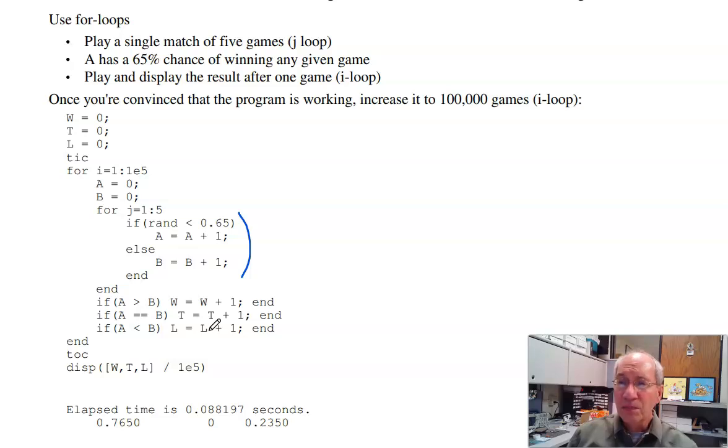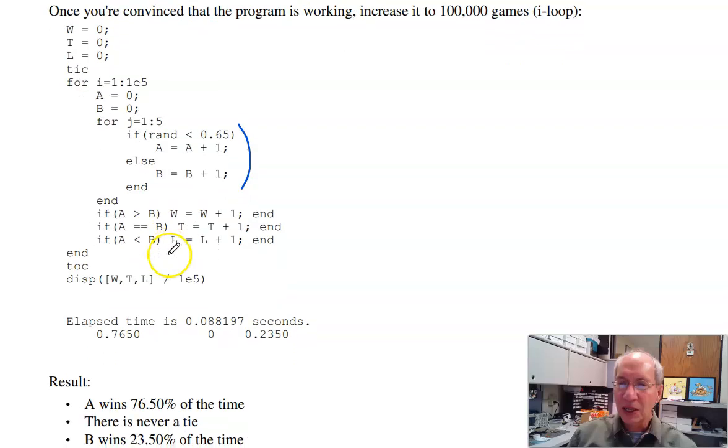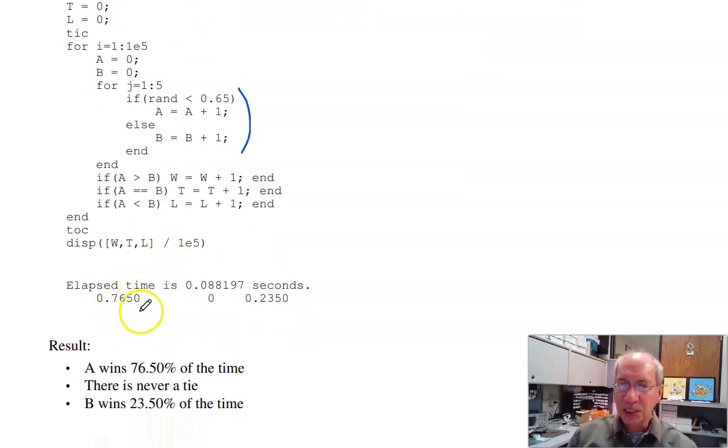Now, once that works, play 100,000 games. And here, A won 76% of the time, never tied, lost 23%. That's a for loop.